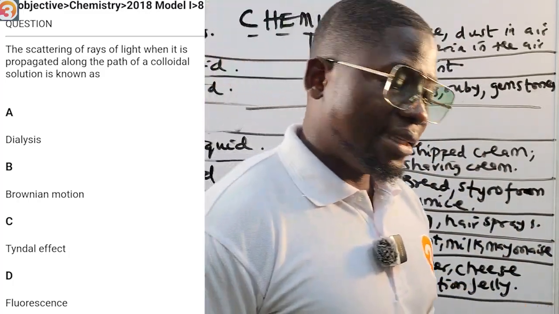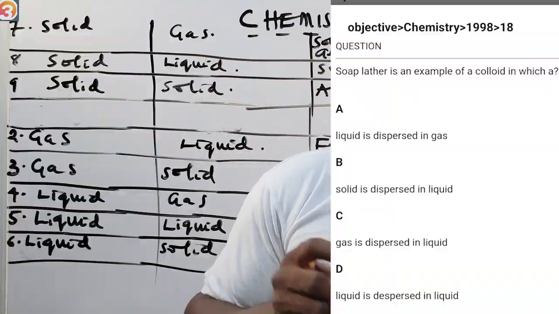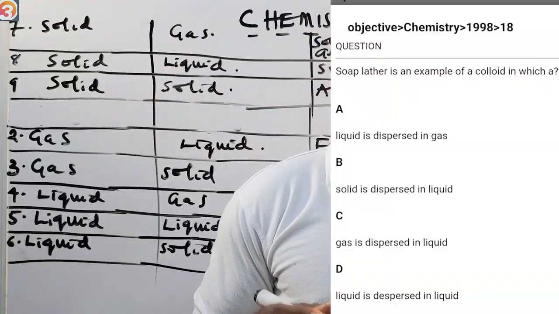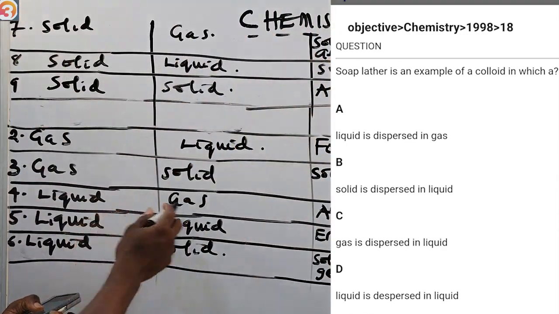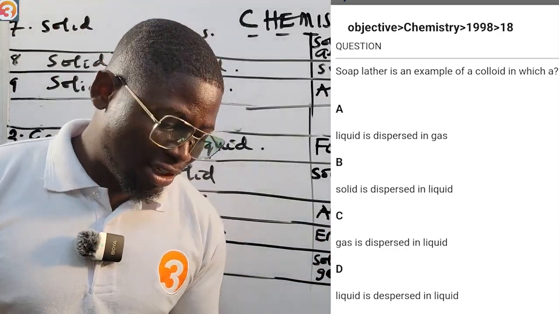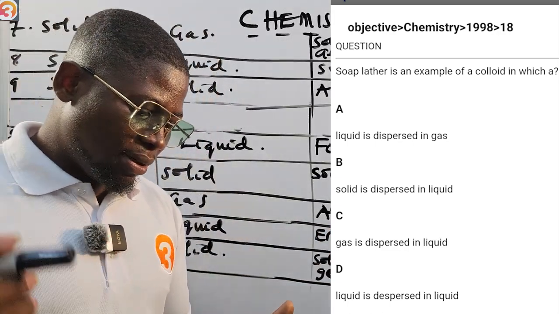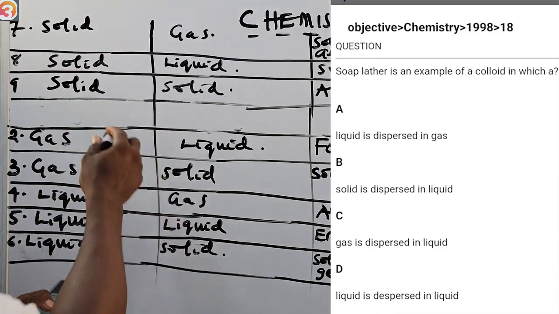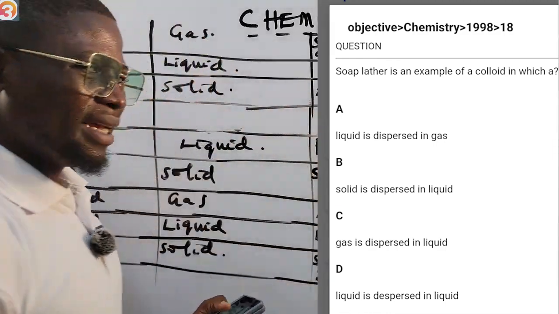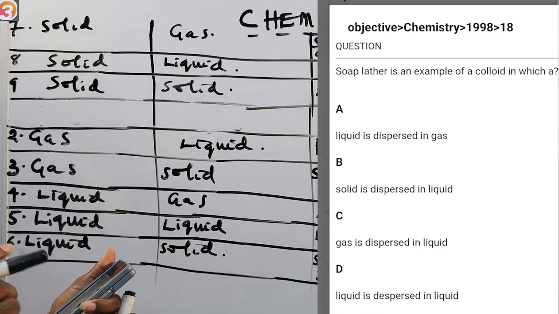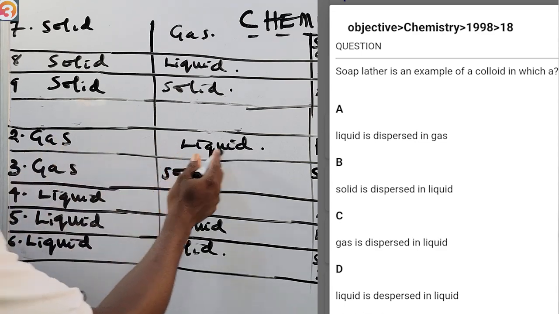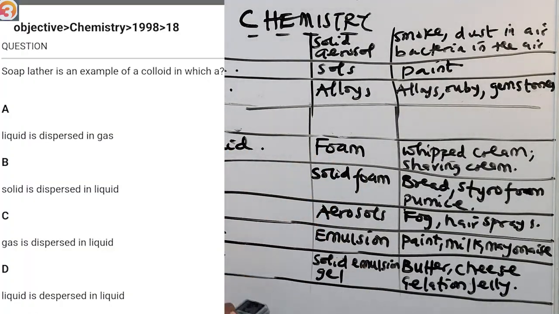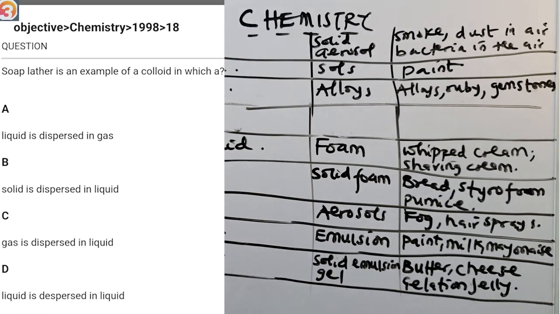So let's see another one. 1998 question 18. They say soap lather is an example of a colloid in which what? A, liquid dispersed in gas. That's aerosols, it's not close to it. The closest to it should be foam. B, solid dispersed in liquid. That's called sols, example is paint, so it's not close to it also. C, gas dispersed in liquid, which is called foam. Examples: whipped cream, shaving cream. That is the answer. D, liquid dispersed in liquid is for emulsion, so that will not be it.